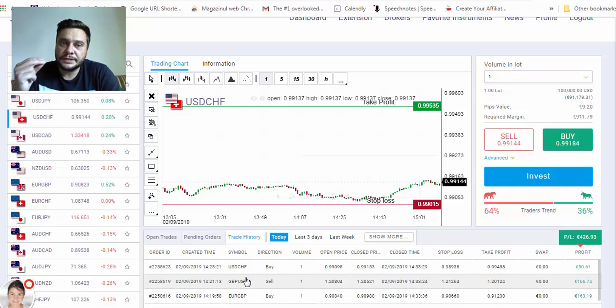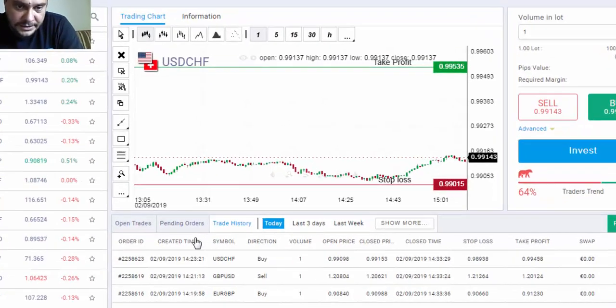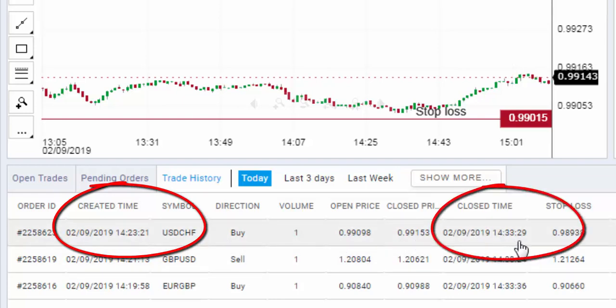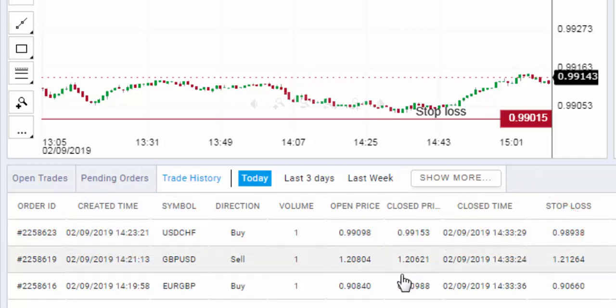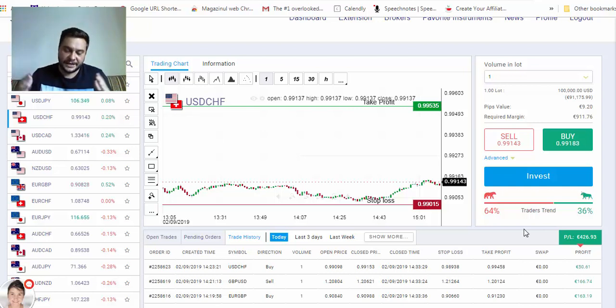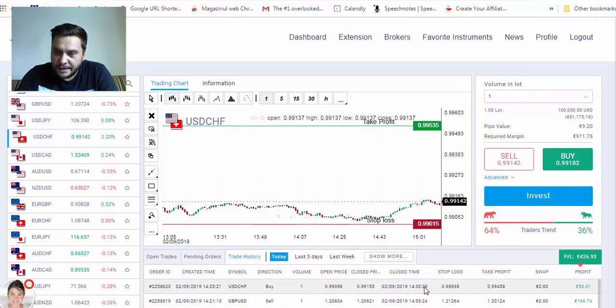And the most incredible part of this trading session is that I've made this profit in less than 20 minutes. As you can see here, the created time is 2:23 and the close time 2:33, so in 10 minutes, on a 10 minute trade, I have a profit of more than 400 euros. This is incredible. So let's take every trade in part and see what was happening.